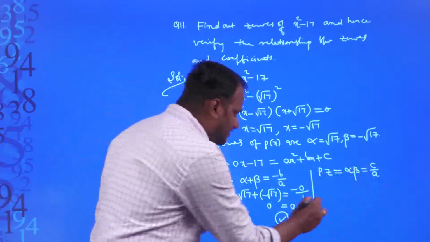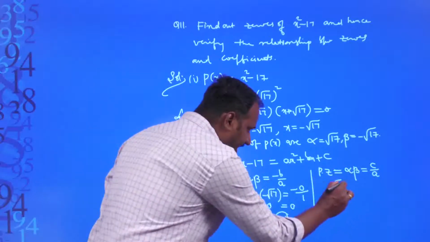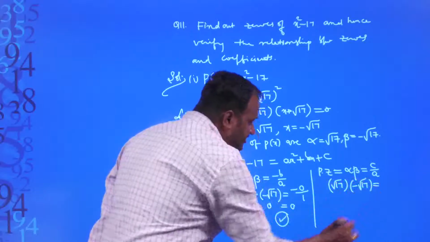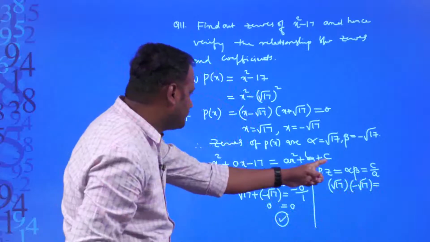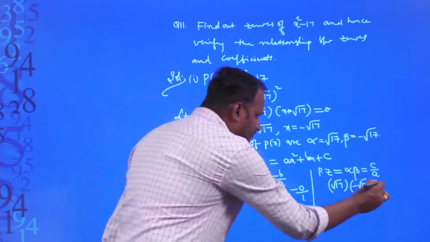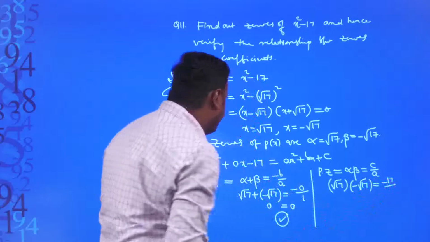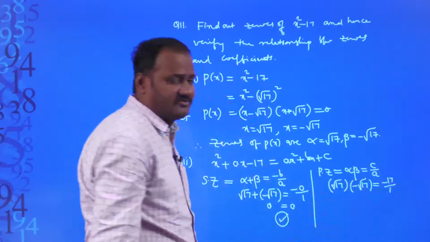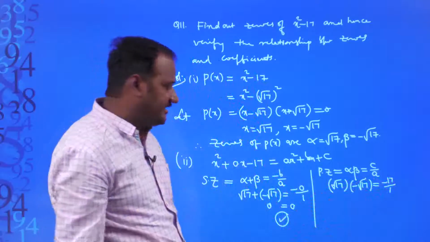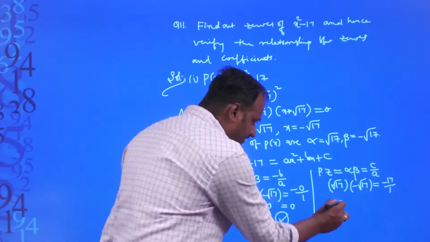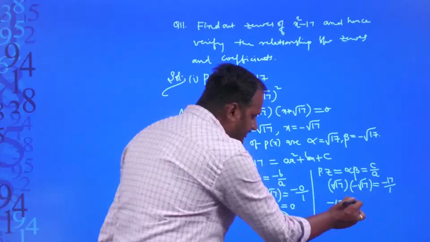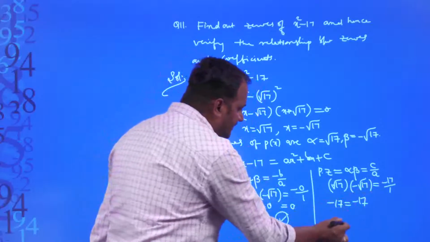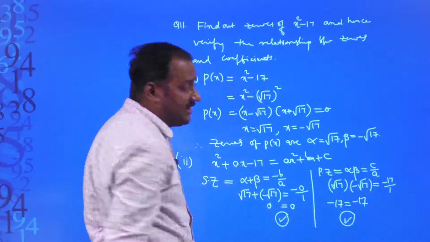The value of alpha is equal to square root 17 and beta is equal to minus square root 17, which is equal to c divided by a. The value of c is going to be minus 17. So, minus 17 divided by a, which is 1. Here, root 17 into root 17 is root 17 whole square, which is equal to 17, and minus is there. So, minus 17, which is equal to minus 17 by 1, is minus 17. Minus 17 is equal to minus 17. Therefore, product of zeros is also verified.